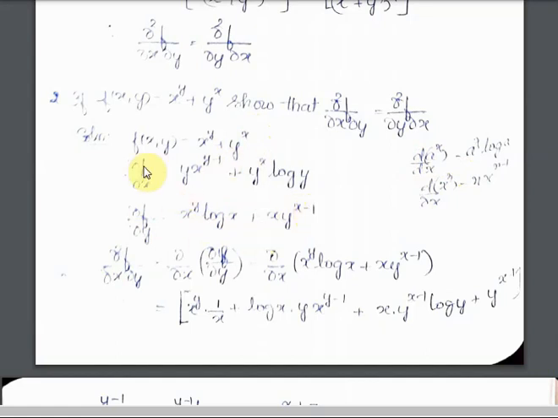So take this and differentiate again. If I want dou square f by dou x dou y, then I should take dou f by dou y and then differentiate with respect to x. So dou by dou x of dou f by dou y we have written over here. Now we will take the differentiation again. We are taking y constant because we are differentiating with respect to x.